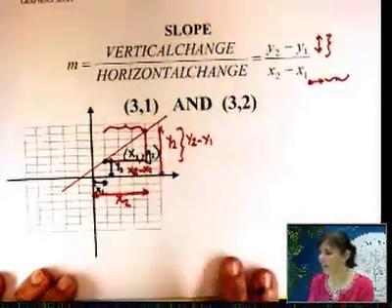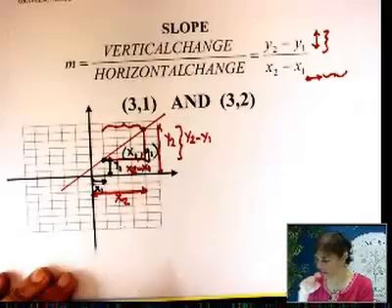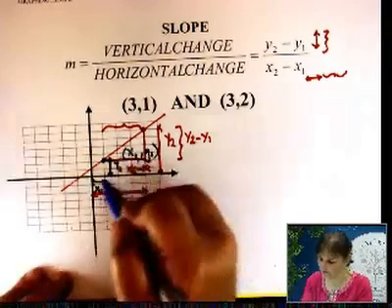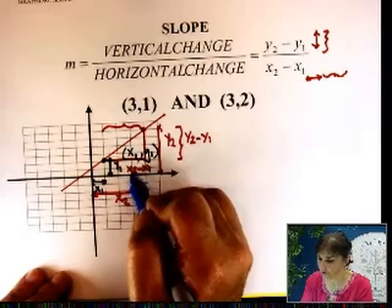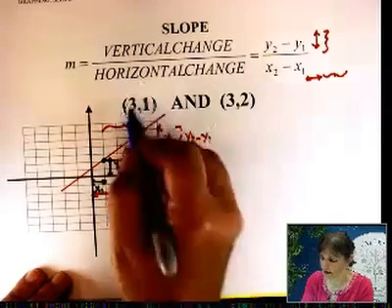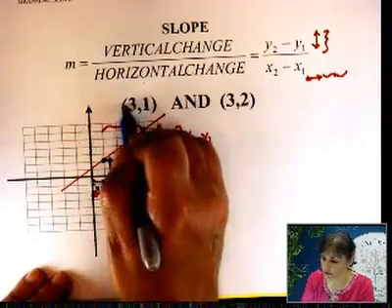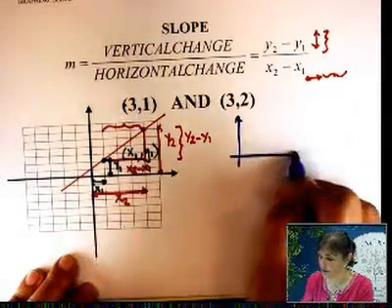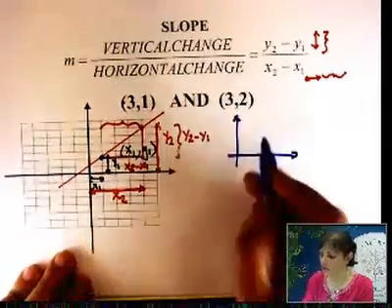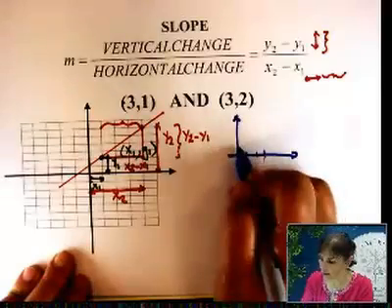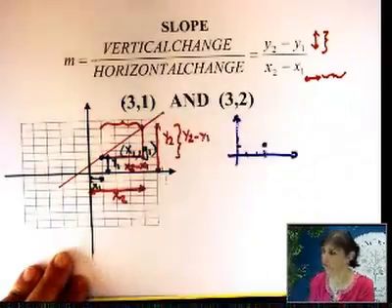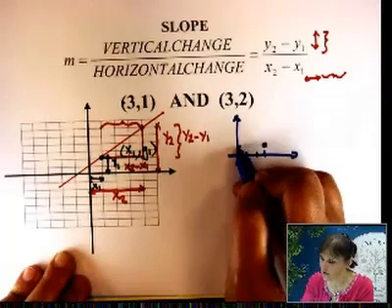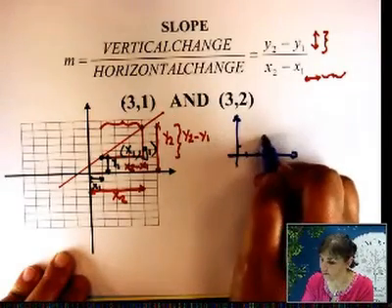Okay? Now let's look at 3-1 and 3-2. Oh, this is really dirty. Let me put it here because I just messed it up a little bit. 3-1. 1, 2, 3, and 1. And 3-2. 1, 2, 3, and 2.